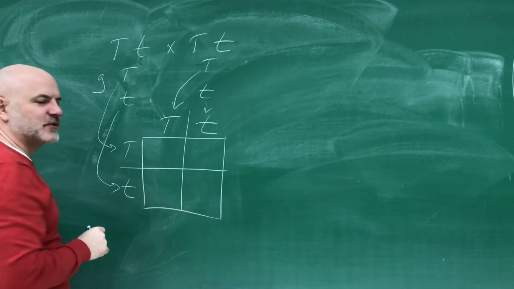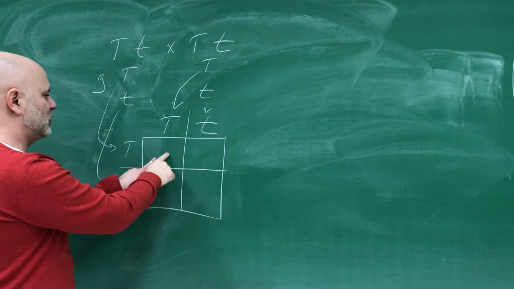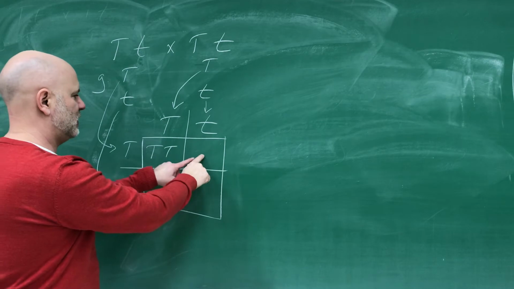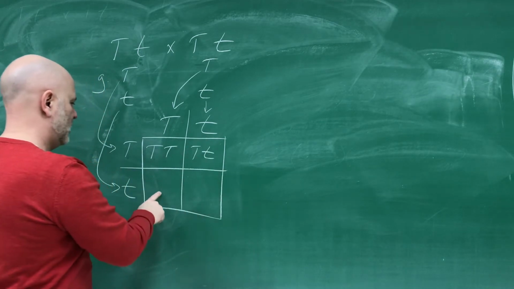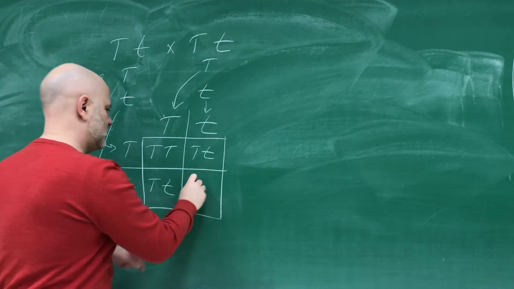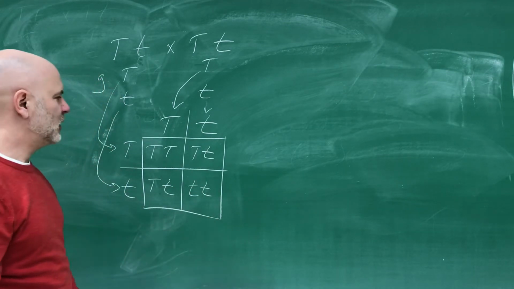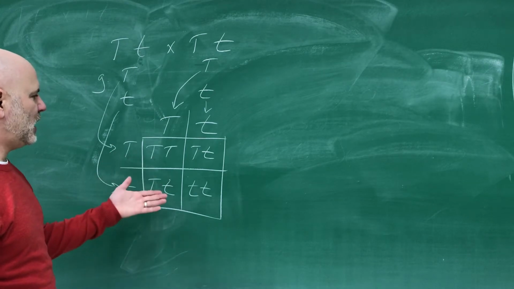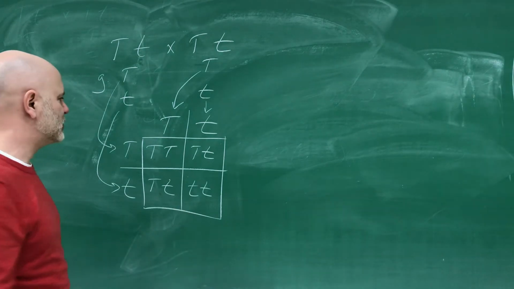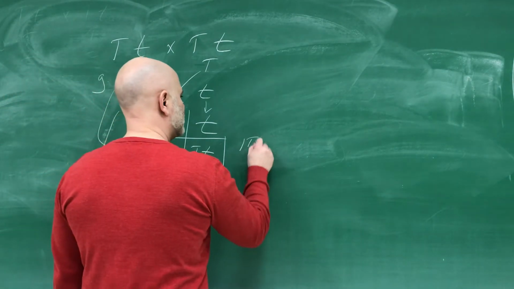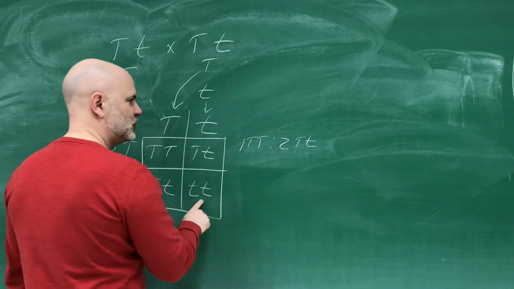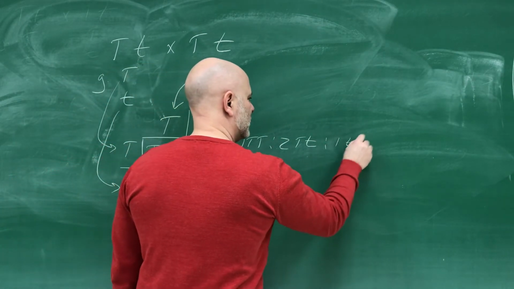And what each box represents is when these two come together. So big T, big T here; big T, little t; big T, little t; and little t, little t. So what we see here is what we get in Mendel's F2 generation: one big T, big T to two big T, little t to one little t, little t.